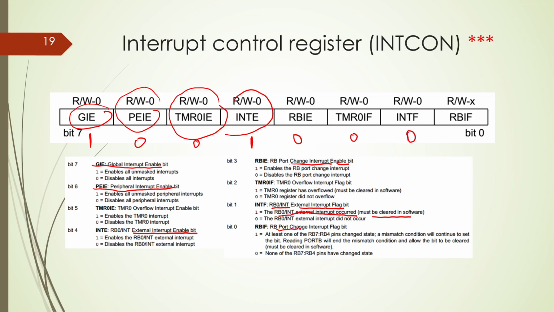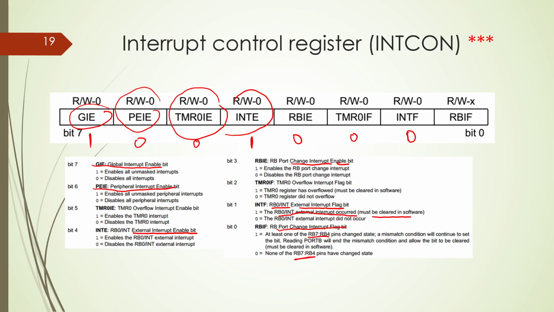RBIF, port change interrupt flag bit. Okay. At least one of RB7 to RB4 pins changed state, that means reading the rest of port B, B4 until B7.